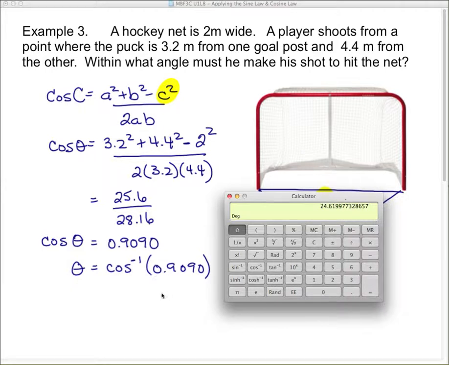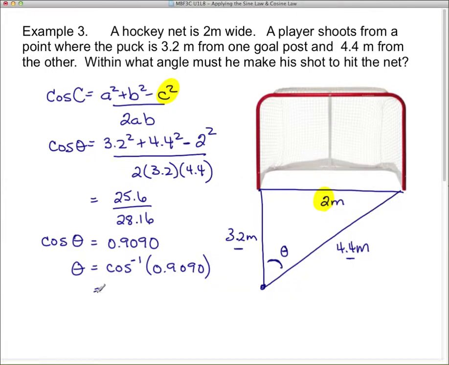Now, if your calculator works forwards, it's a little harder than that, and you may have to talk to me in class. 24.6, and that's in degrees. So he has to shoot through an angle of 24.6 degrees to make sure that he gets it on net. That's a pretty small angle. And that hit the 20-minute mark, so I'm going to stop that right now.